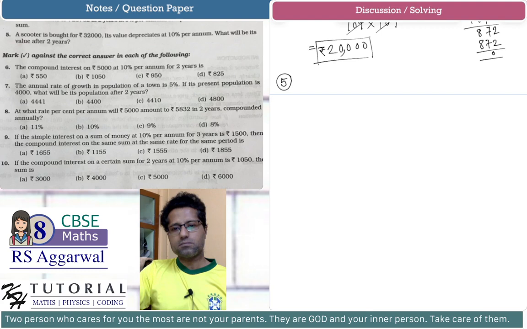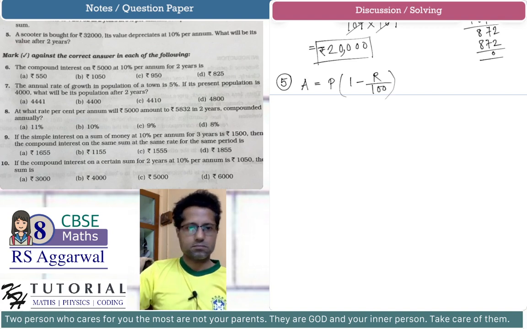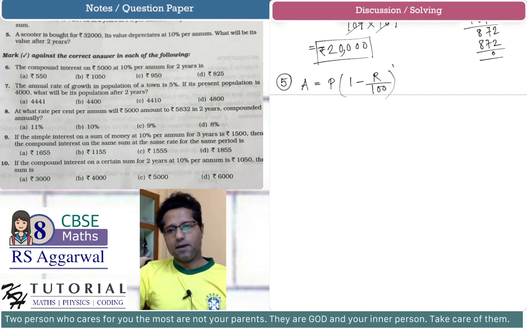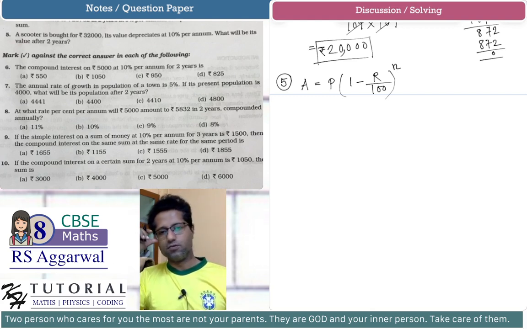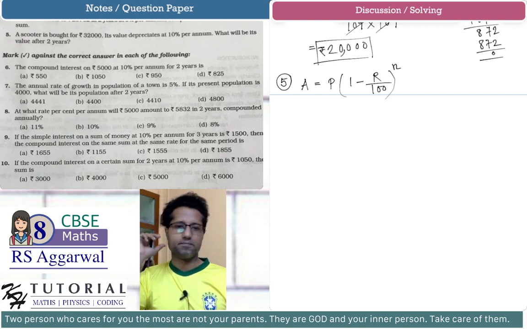The formula is the value, that is A, is equal to P, that is its initial value, multiplied by (1 minus R by 100) to the power n. So this is the formula for the value of an article whose initial value is P and the value is depreciating at the rate of R per annum, and this is the value after n years.